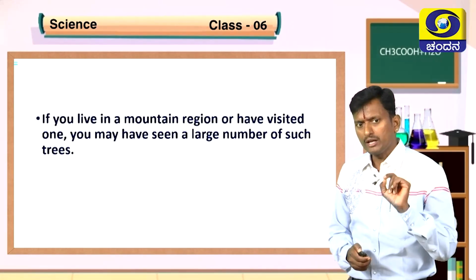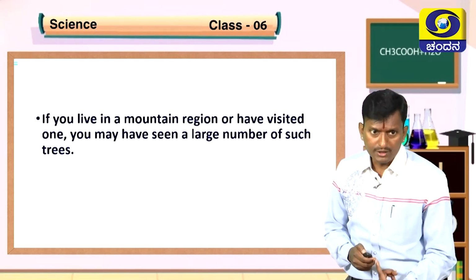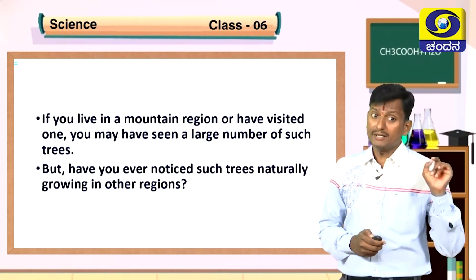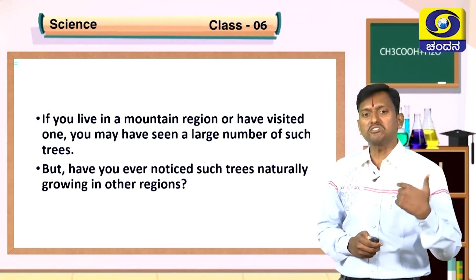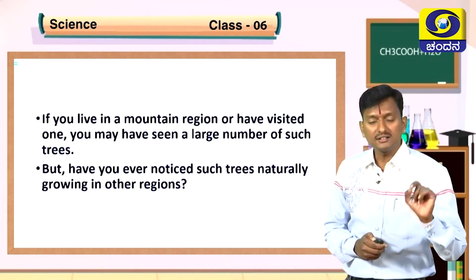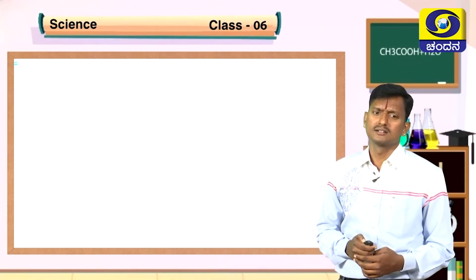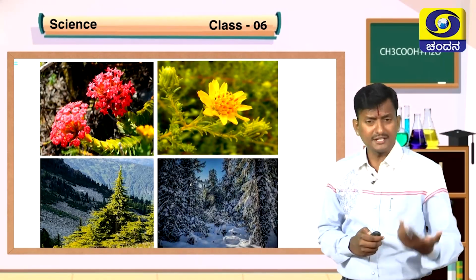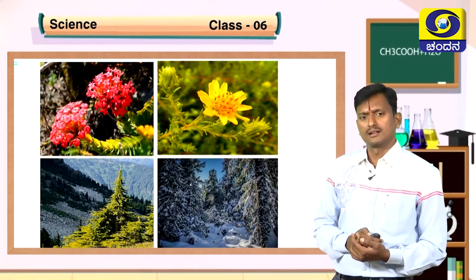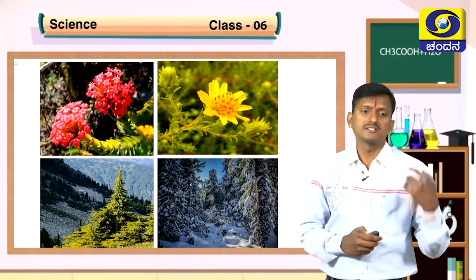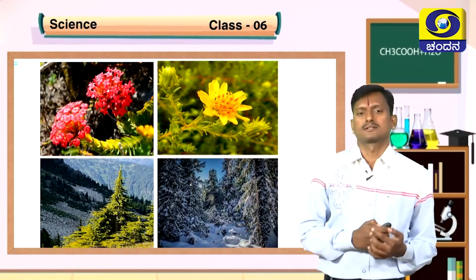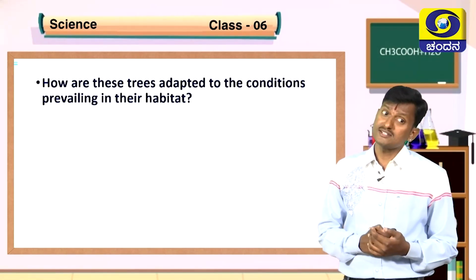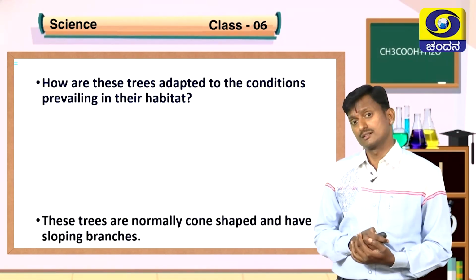If you live in a mountain region or have visited one, you may see a large number of such trees. But have you ever noticed such trees naturally growing in other regions? What are these trees? Show the pictures. See here, a deodar, oak, different varieties of trees are growing in mountain regions. What is the speciality in these trees? Look at the leaves. See how these trees adapted to the conditions prevailing in their habitat.